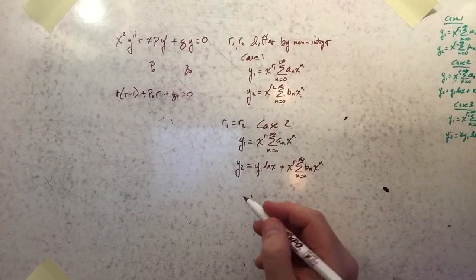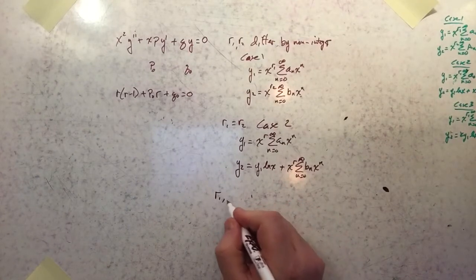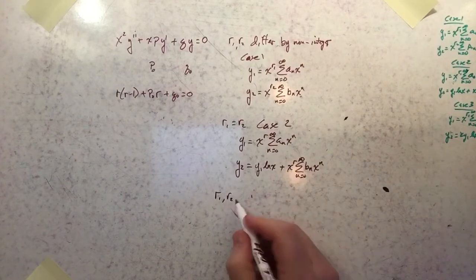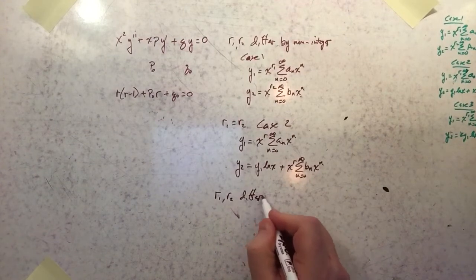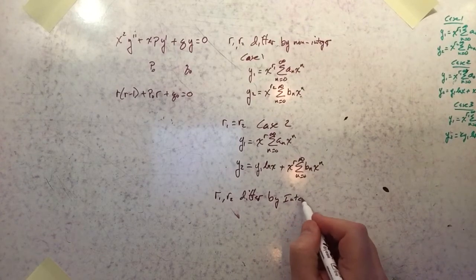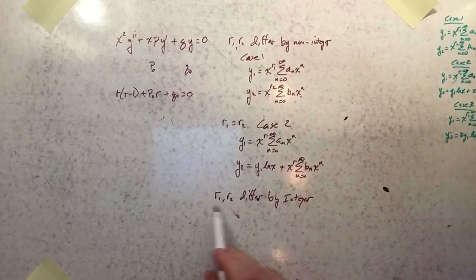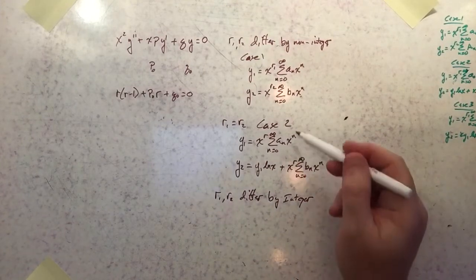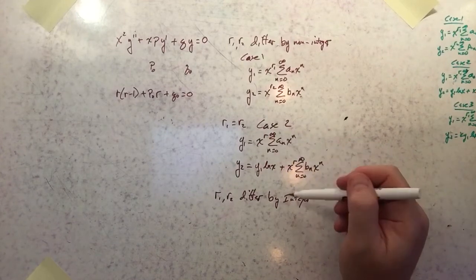Case 3 occurs when R1 and R2 differ by an integer. When R1 and R2 differ by an integer, we'll use another technique. It'll look very similar to when they're a double root.